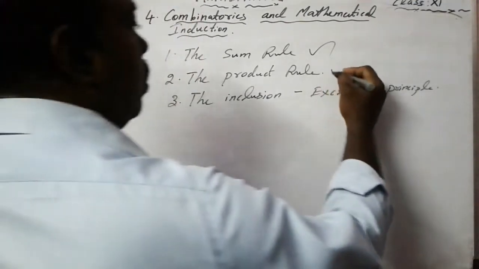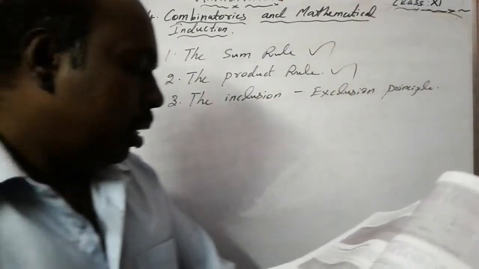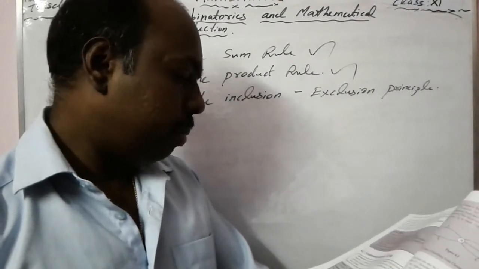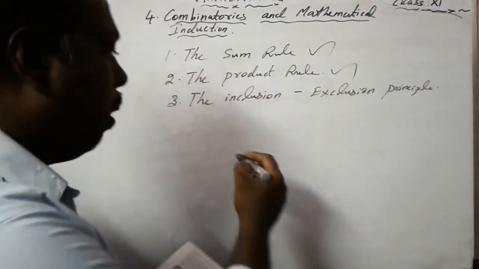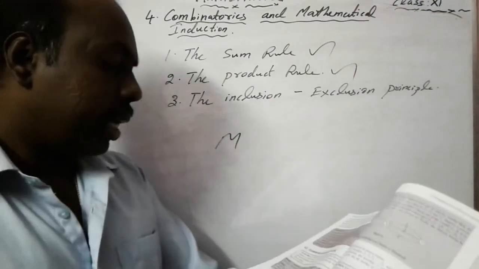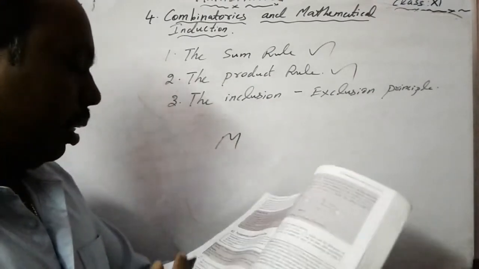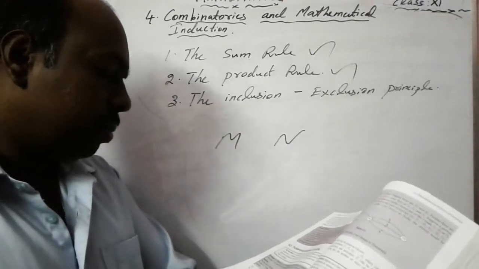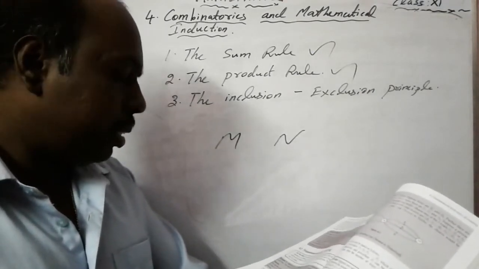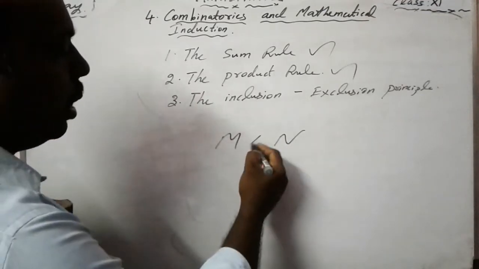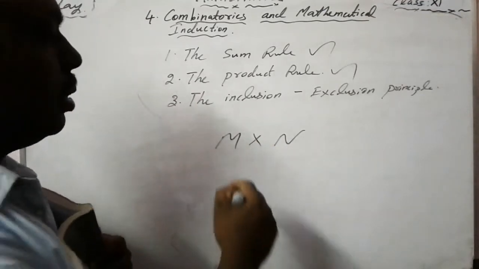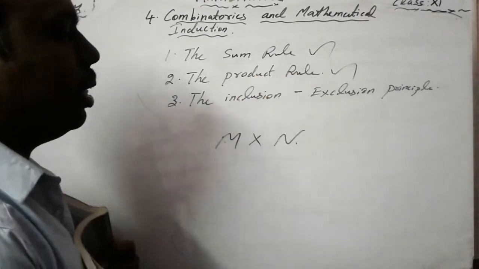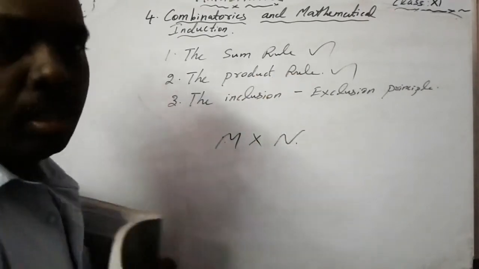Then the product rule. Let us suppose that a task comprises two procedures. If the first procedure can be completed in m different ways, and the second procedure can be done in n different ways, then the total number of ways of completing the task is m into n. So there are two procedures, m and n, and the total number of ways of completing that task is m cross n, m into n.